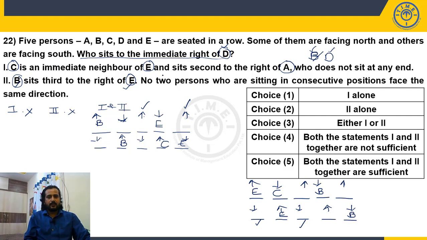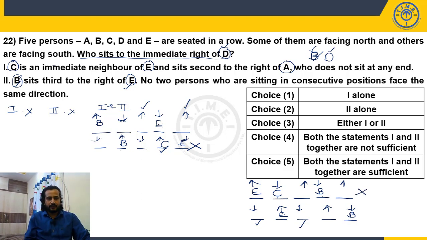But what is given? C is an immediate neighbor of E and second right of A. So C is second right of A. When it is second right of A, definitely there will be a gap of 1 between C and A. So C is here. One gap already, B is there, so this is not possible. C one gap, B is there, so even this is not possible. So between C and A there should be a one gap.